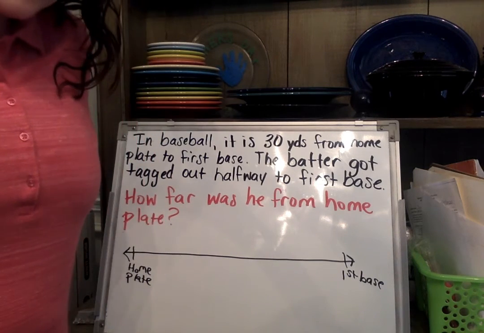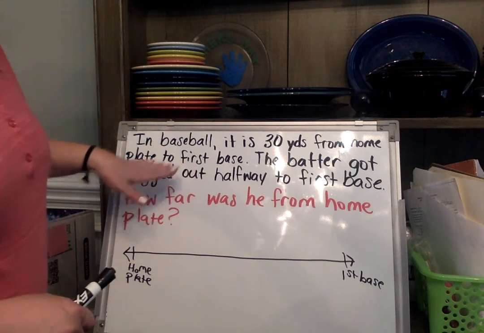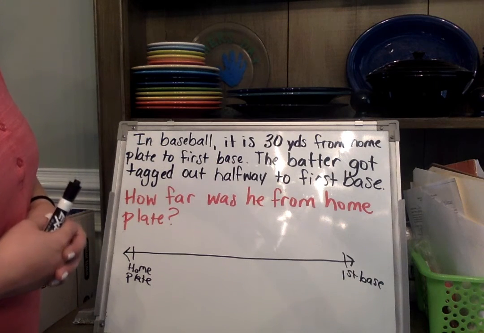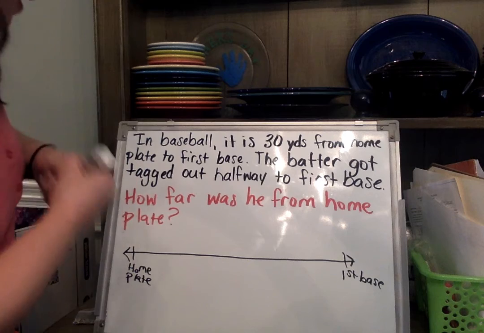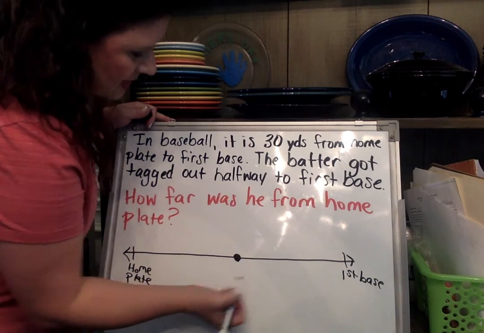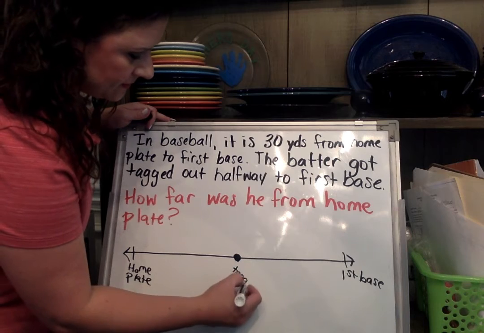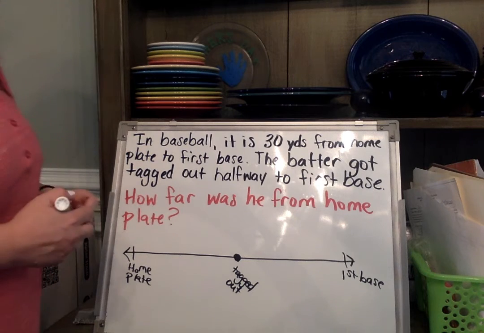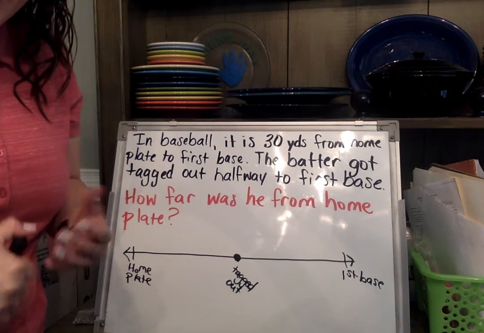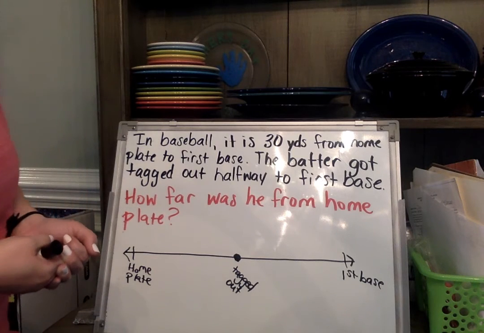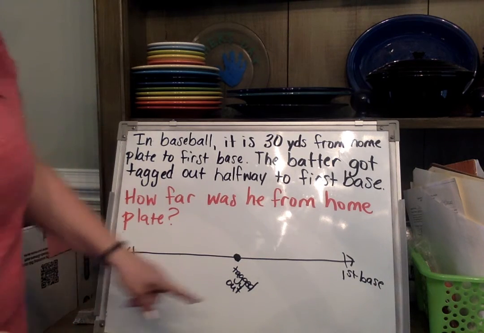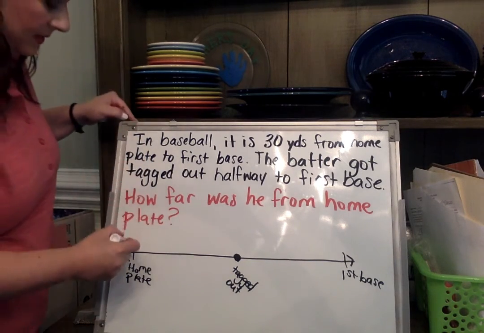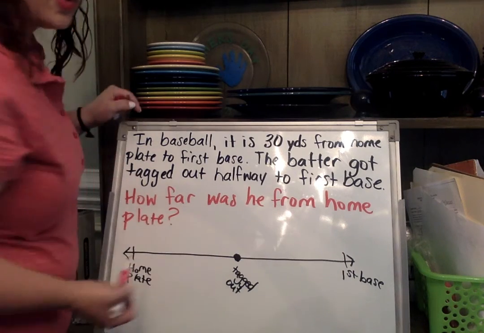Okay, so I just wanted you to draw the point, and we said what? He was 30 yards from home plate. There's 30 yards from home plate to first base. He got tagged out halfway. So you should have done your best to put a dot right here where he got tagged out, because he got tagged out halfway. Now we need to look at how far was he? What is the distance between home plate and first base? Well, we know that is 30 yards.